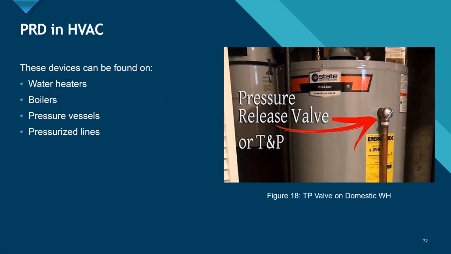Now we have PRDs and HVAC. These devices, as seen in previous presentations, can be found on water heaters, boilers, pressure vessels, and pressurized lines. As you can see on the right, we have a TMP valve on a domestic water heater.